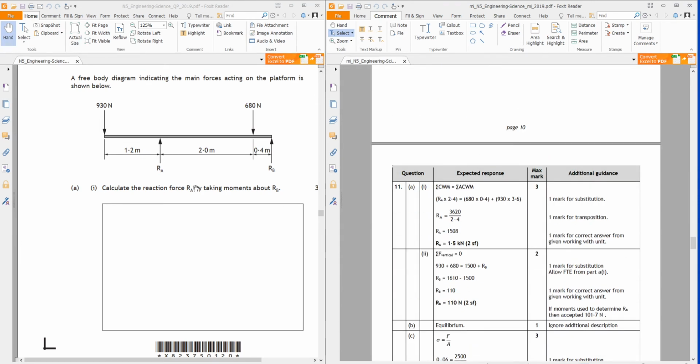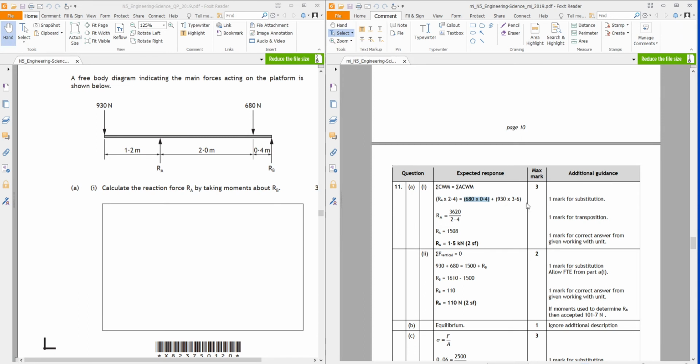So we're taking moments about RB, so that's where we're spinning about. The 930 is trying to spin it anti-clockwise, and it's 3.6 meters away, so it's on the anti-clockwise moment side. RA is trying to spin it clockwise, and it's 2.4 away. There we go, on the clockwise side, and the 680 is 0.4 away, and it's trying to spin it anti-clockwise.